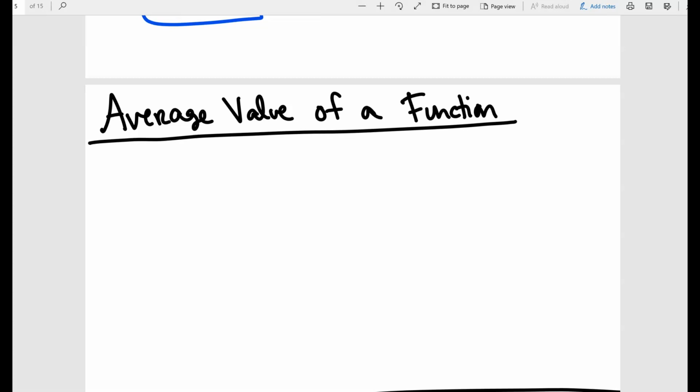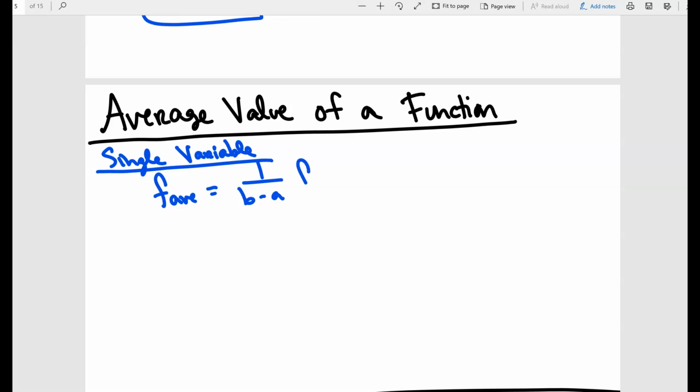In this video, we are going to be talking about the average value of a function. So in single variable calculus, we were able to find that the average value of a function had a particular formula. So in single variable, the average value, f average, is equal to 1 over b minus a, integral from a to b of f of x dx. You may or may not have remembered this, and if you don't, it's okay.